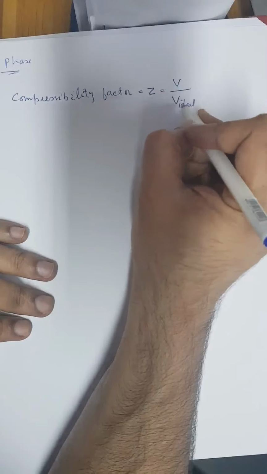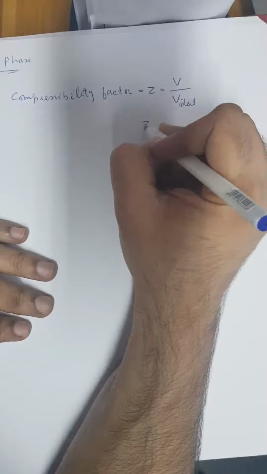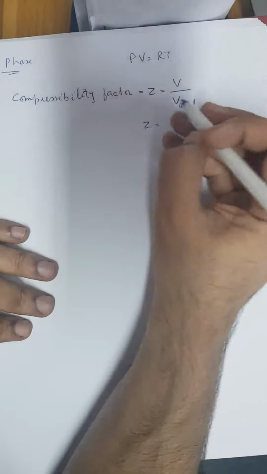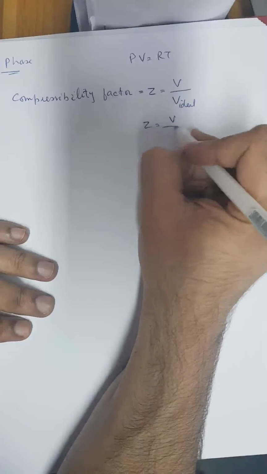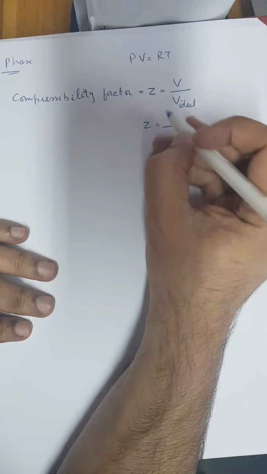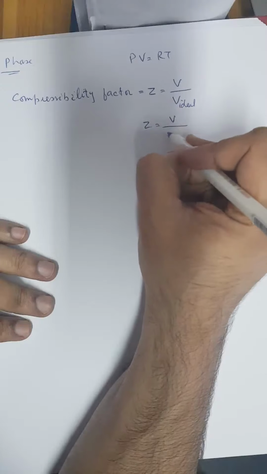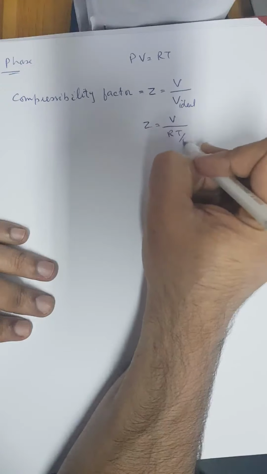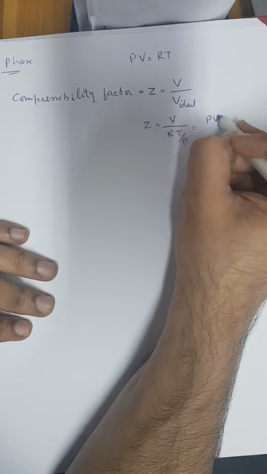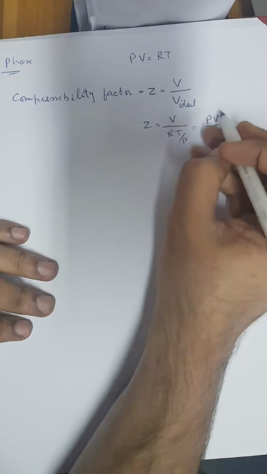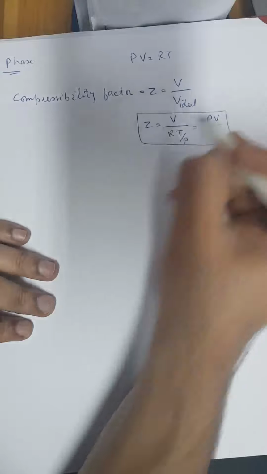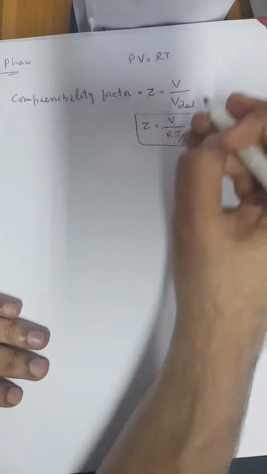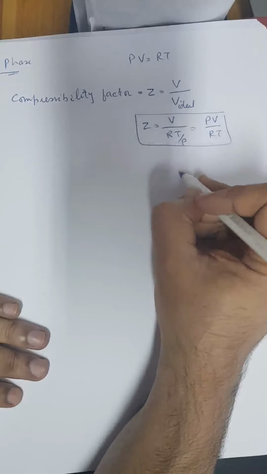And for V ideal, you already know PV is equal to RT. So from here we can put V ideal equal to RT over P, which will come out to be Z equal to PV over RT. So Z comes out to be in this form. So Z is 1 for an ideal gas.